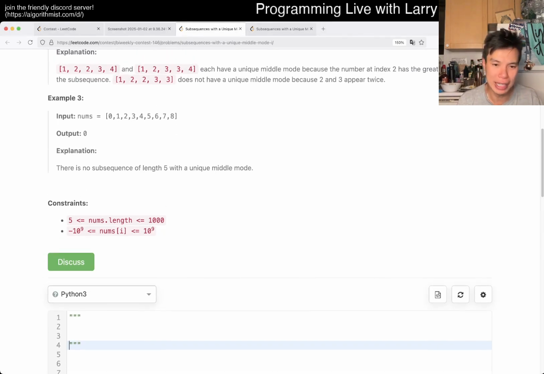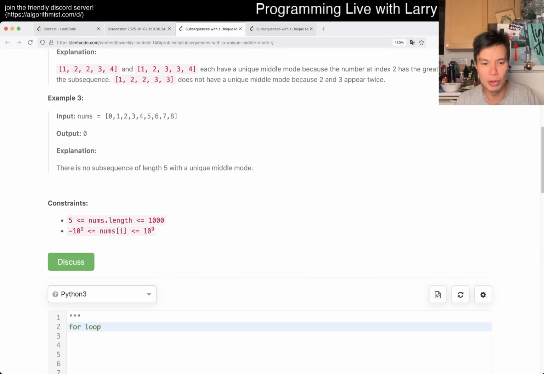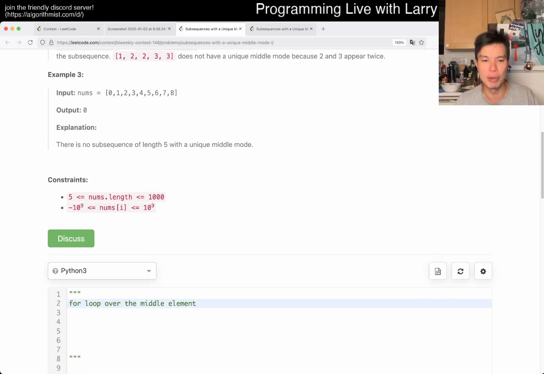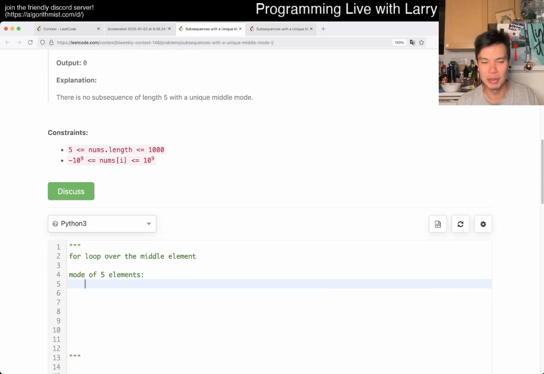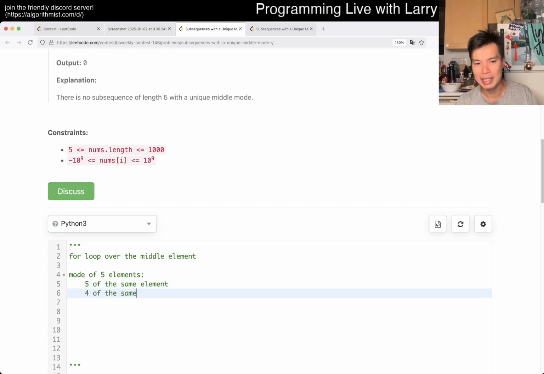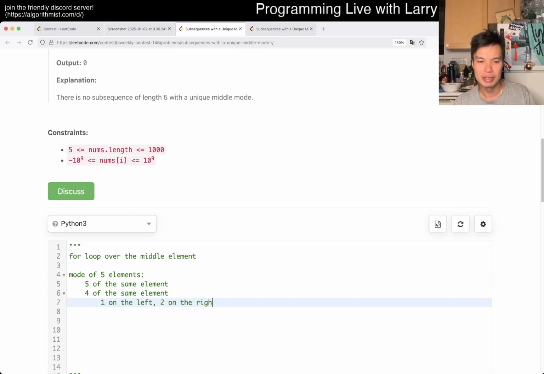The idea here is case enumeration, right? So now it's just having a for loop over the middle element, because it has to be the middle and then it has to be a mode. What does a mode mean? Well, a mode of 5 elements can only be a couple of cases. It can have 5 of the same element, or 4 of the same element, and in this case you're given the middle element, so you mean 1 on the left, 2 on the right, or 2 on the left, 1 on the right, and then that's it, right?